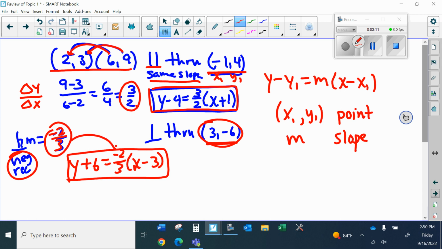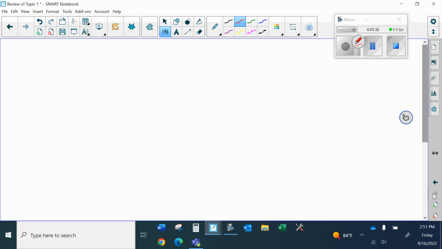So now I just replace that in for the slope, and I use the point 3, negative 6. So y minus the y coordinate, y minus negative 6 is plus 6, equals the slope, negative 2/3, times x minus the x coordinate 3. That's simple. Should be easy. Plugging it right in. You should already know point slope form inside and out.